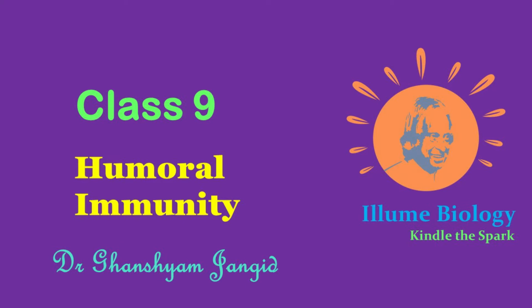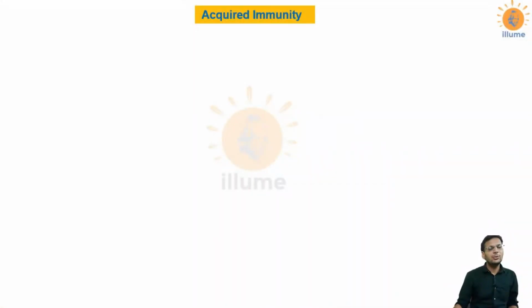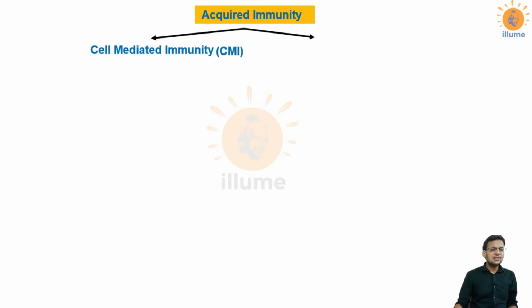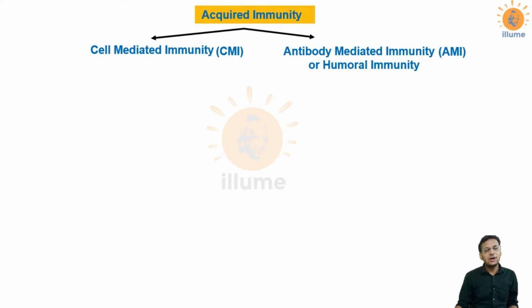In this class, I'll be having a discussion on humoral immunity or antibody mediated immunity. As we discussed in the last lecture, acquired immunity is of two types. The first type is cell mediated immunity or CMI, by virtue of some T lymphocytes, and the second one was antibody mediated immunity, AMI, also called humoral immunity.